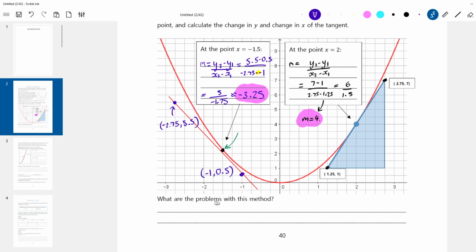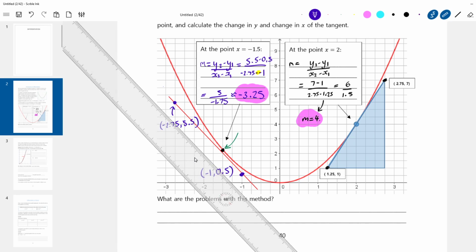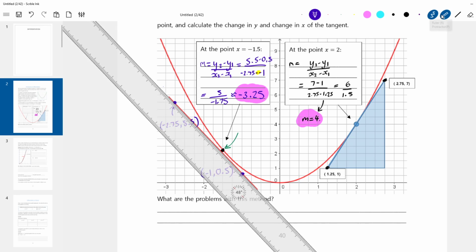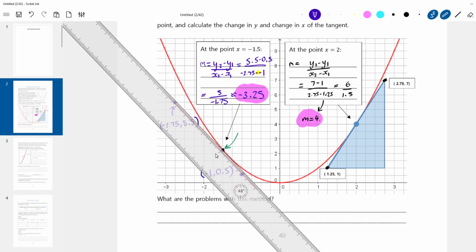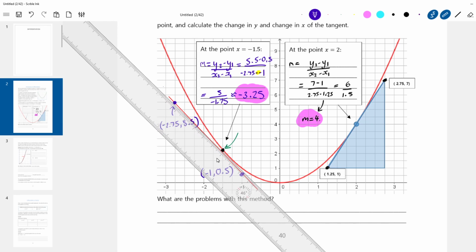Okay, so what are the problems with this method? Well, in both cases, I've just used the ruler to estimate a gradient. It's not accurately describing it. Some people might decide to make the ruler a little bit steeper. Some people might decide to make it a little bit shallower. And it doesn't necessarily look wrong. So we're going to get a range of answers just there.